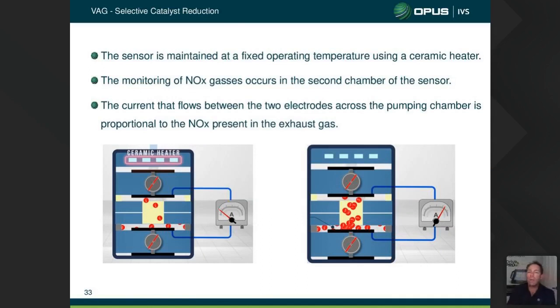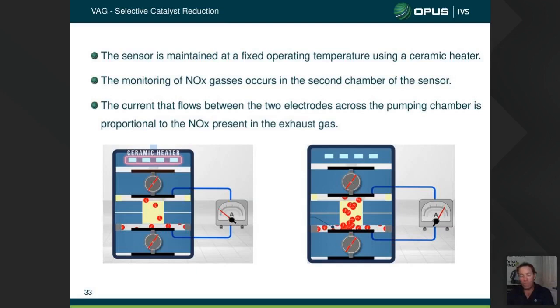The sensor is maintained at a fixed operating temperature using a ceramic heater. The monitoring of NOx gases occurs in the second chamber of the sensor. Now, the current that flows between the 2 electrodes across the pumping chamber is proportional to the NOx present in the exhaust gas. So basically what the ECM is doing, and you would have noticed this when you look at wideband sensors with your scan tool, the ECM is just basically monitoring how much current it takes to flow between these 2 electrodes to keep the cells balanced.